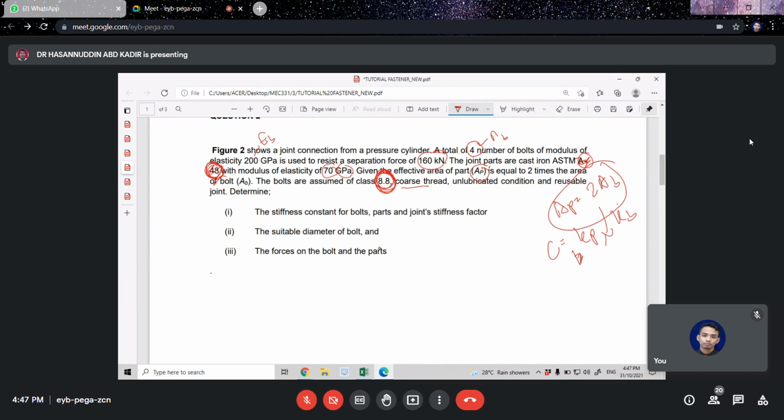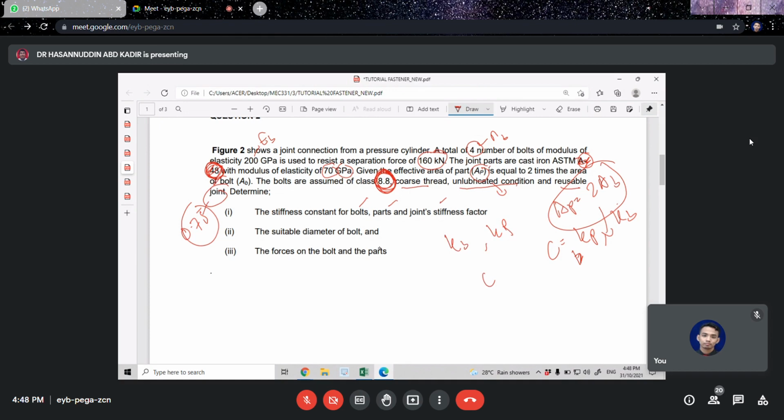Unlubricated condition, they tell you unlubricated condition and reusable joint. Reusable joint is 0.7. Must remember 0.7. For unlubricated, how much? It's okay, we can look at the formula. Then find the stiffness constant for both part and joint. So they ask you to find the KB first, and then KP, then you can find the value of C. It's easy, this one.